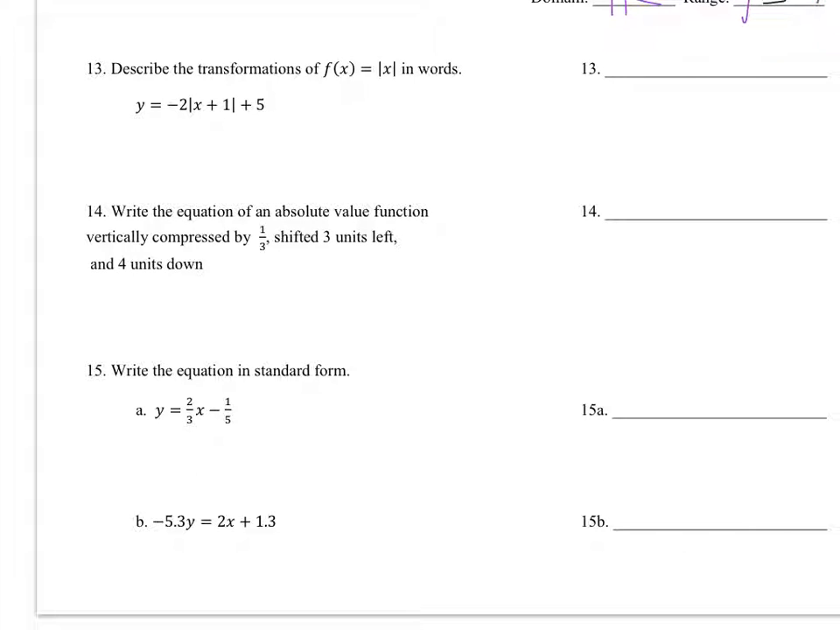And the next one, what is my transformation in words? Right here, negative is going to reflect. The 2 will be a vertical stretch of 2. This 1 moves it to the left 1. And this 5 moves it up 5.